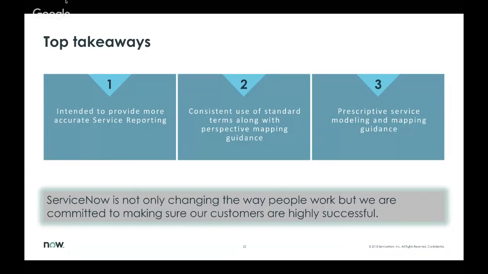And then the consistent use of standard terms along with prescriptive mapping guidance. So a lot of times we get questions from customers about where to map certain things in the products in different tables. So we want to be very intentional about how we provide that information so that customers aren't having to go off on these exercises and figure it out on their own. And then lastly, provide prescriptive service modeling guidance, service modeling and mapping guidance for customers. So as you're looking at services, what does that hierarchy look like?